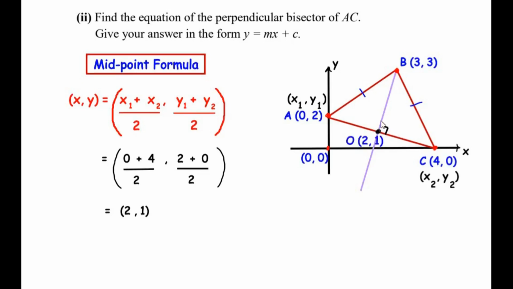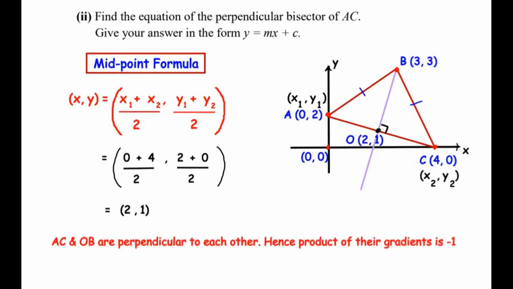Now we know that the lines BO and AC are perpendicular to each other. So we have a condition for the gradients of perpendicular lines. As AC and OB are perpendicular to each other, the product of their gradients has to be -1. In the previous part of this question we found the gradient of line AC and it was -1/2. Here we need to find the gradient of the line OB. So multiplying the gradients of AC and OB, we should get -1.